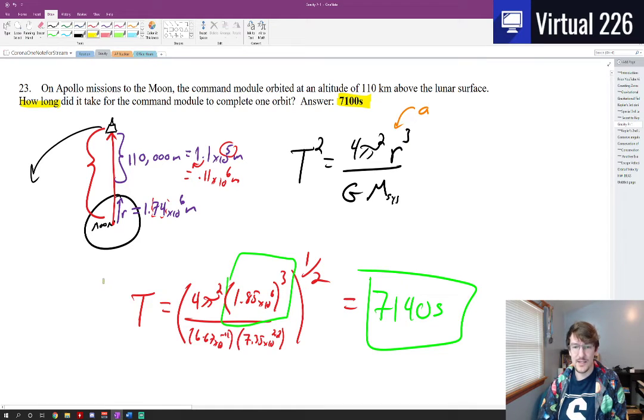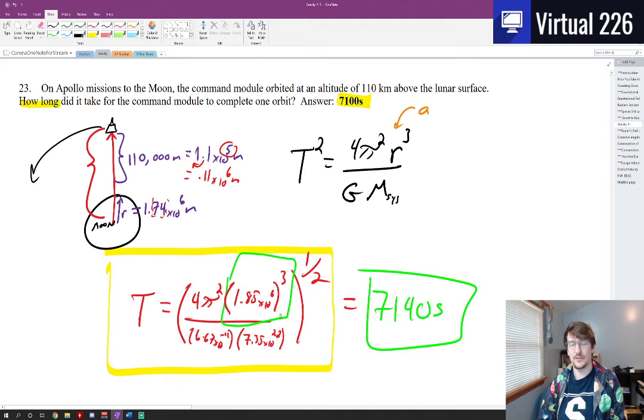Really, what matters here is if you can get this set up, then you're a hero. The rest of this is just left to your calculator to start churning through, and if you can do that, then you're victorious. So with that, this problem is finished.